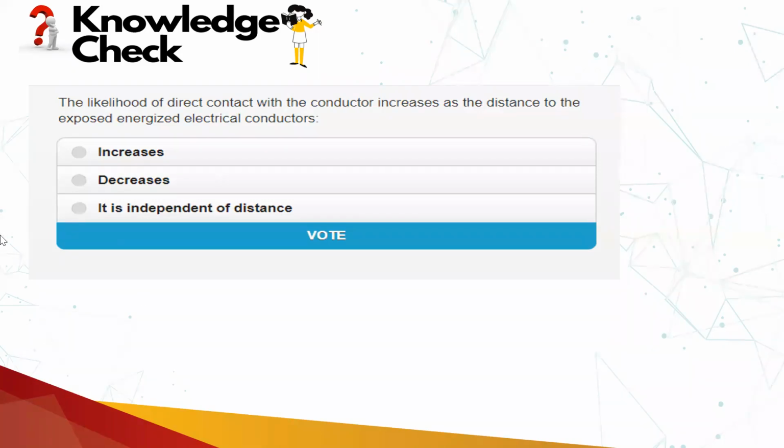As the distance from the exposed energized electric conductor decreases, the chances of getting electrocuted or electric shock increases.